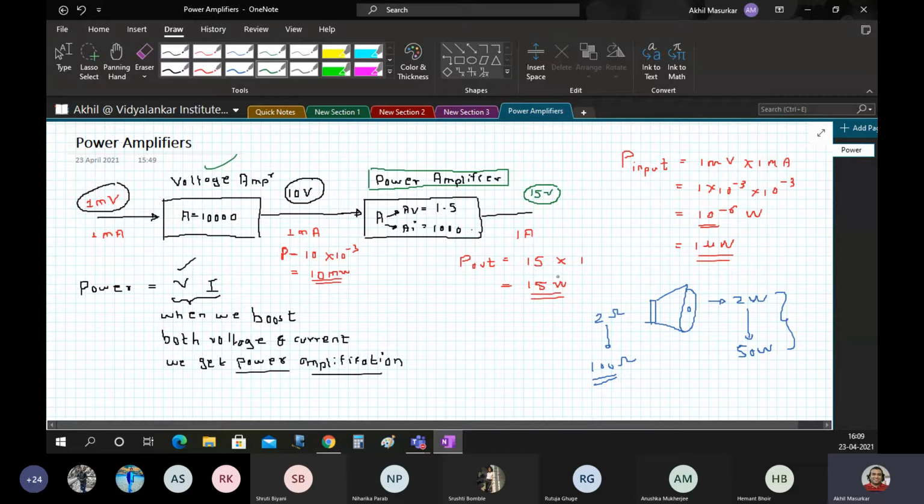So I want you all to copy this down. This is the basic of power amplifiers. I will wait 2 minutes here so that you can write this down.